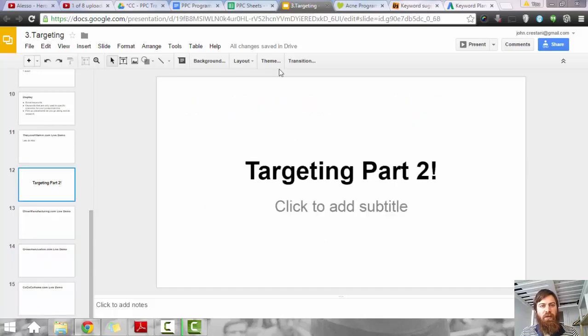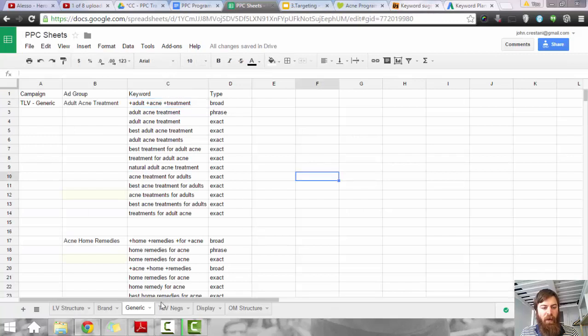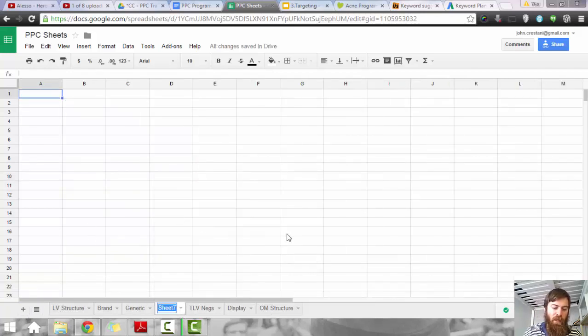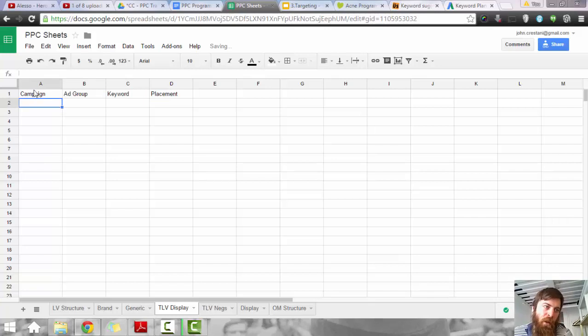So, just to finish one quick thing with the love vitamin, one thing I would do is for display. Let's just create a new sheet here, and notice I do take time to try to keep things somewhat organized. Campaign, ad group, keyword and/or placement. We'll go over placements for some of the other ones, but basically for the campaign, I'll just name it display.